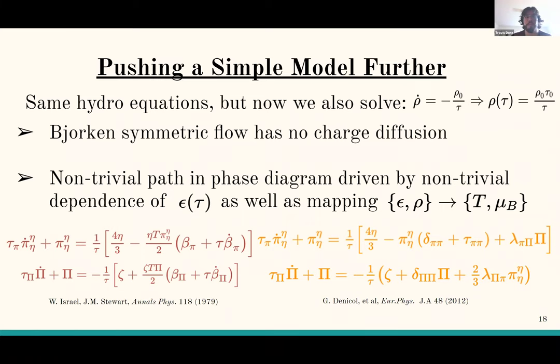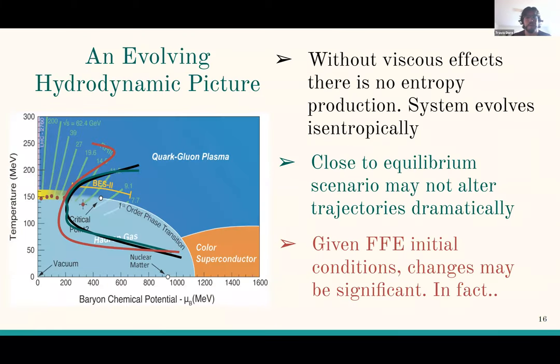So good question. Thank you. The point is that the isentropic process is equilibrium hydro. If your hydro was ideal, that is no viscous effects, your system evolves along an isentrope. However, if I have viscous effects, the trajectory of the phase diagram will be different. And if I'm close to equilibrium, it might not be all that different from an isentropic trajectory.